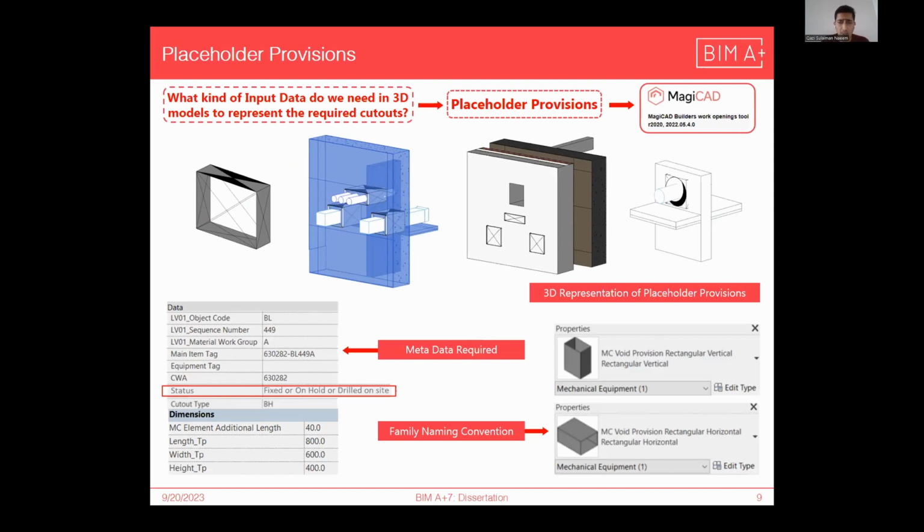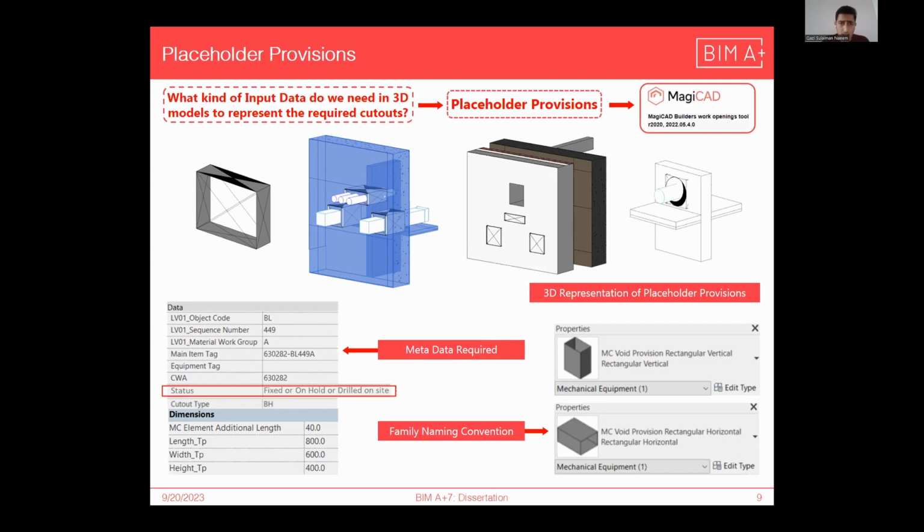So we need what we call a placeholder provision to show us where the conflict or the intersection is between the mechanical equipment and the building elements. Here we can see that we use the Magicad plugin for this, the metadata required, and the family naming convention that we used for these placeholder provisions.